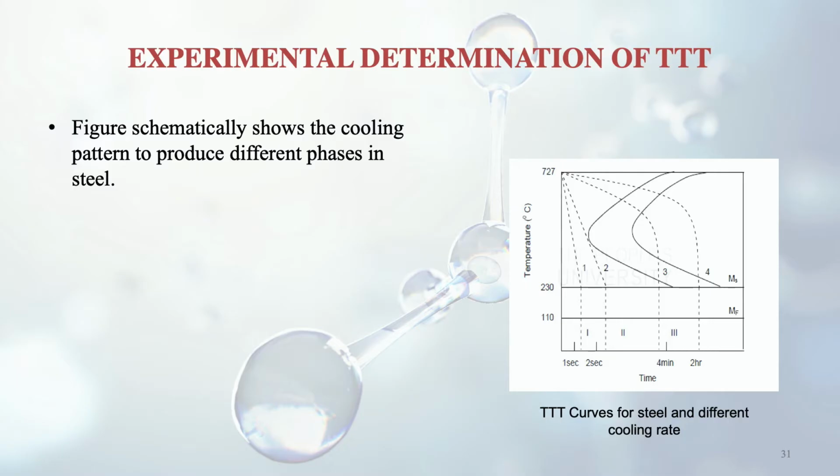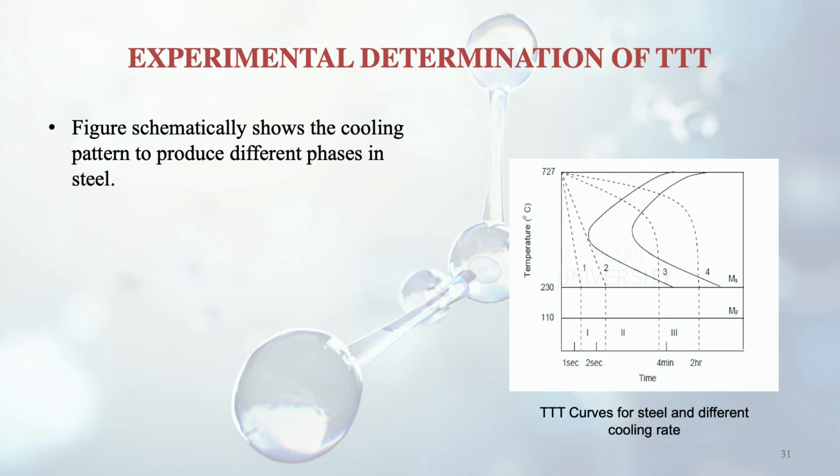So this figure, if you can see, schematically shows the cooling pattern to produce different phases in steel. It is the TTT curve for steel with different cooling rates. The cooling rates, if you can see in the figure, are given by the dotted lines. The first dotted line is much beyond the nose of the curve, then the second one is just tangent to the curve, and then the third one is crossing the curve towards the right side of the nose, and then the fourth one is much beyond the nose towards the right side of the curve.